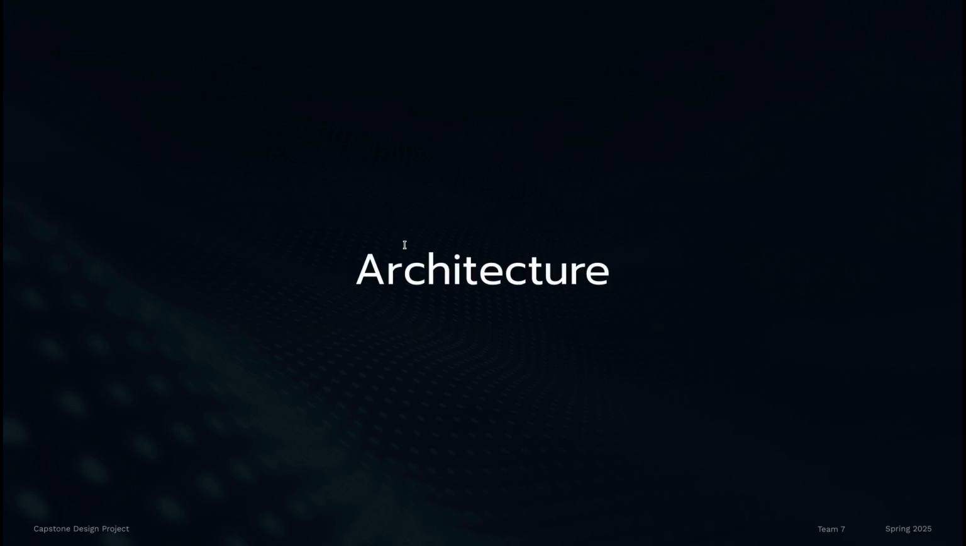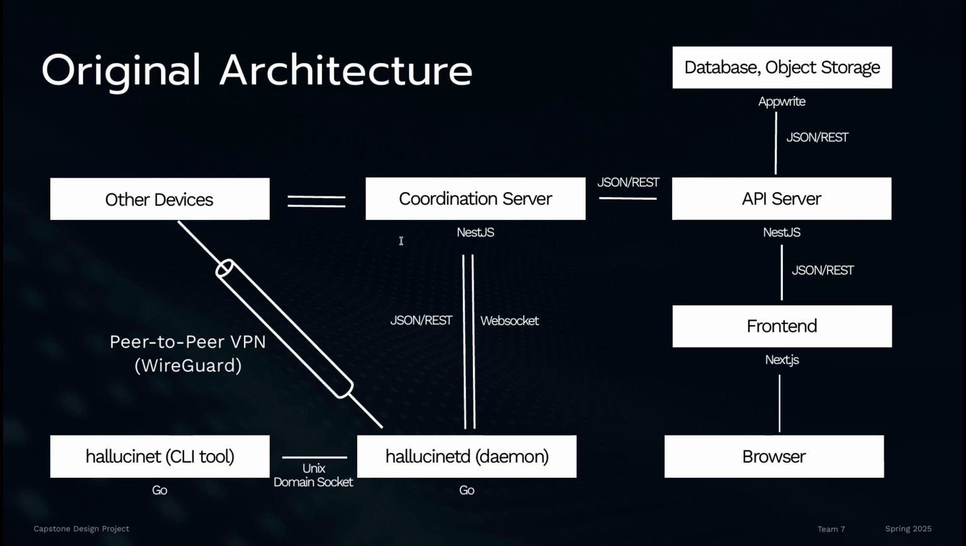So here's our architecture. On the right, you can see the typical web app stack. We have the backend, the database, which we use AppWrite, the front end, and browser. And on the left, we have the networking stack. So we have the coordination server to talk to the daemon, which is installed in every device, and the users will interact with the daemon using the CLI tool.